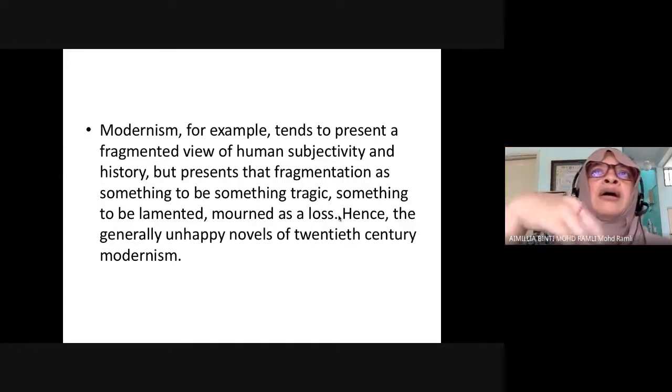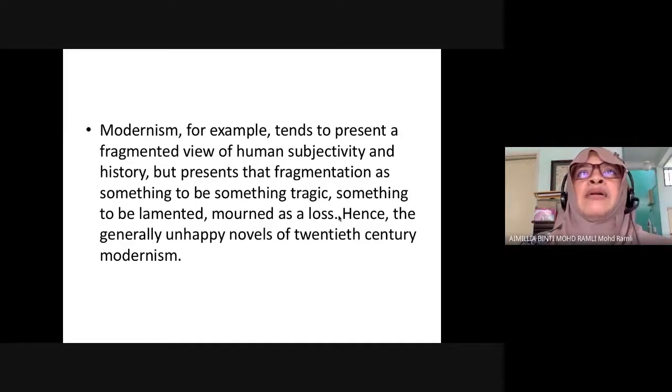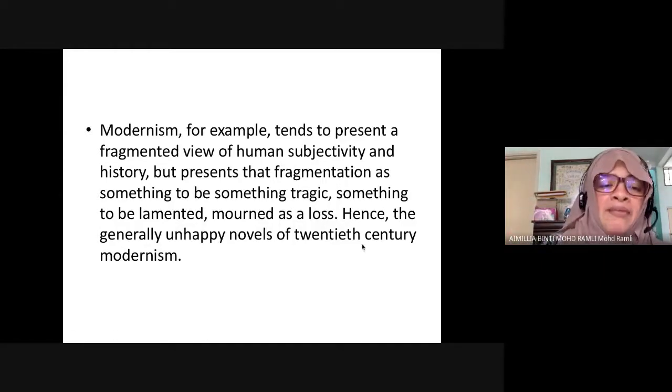So some of these novels talk about the loss of God, the loss of God in human lives, a loss of sense of purpose of living, and so on. So they tended to have a very negative and bleak view of life.